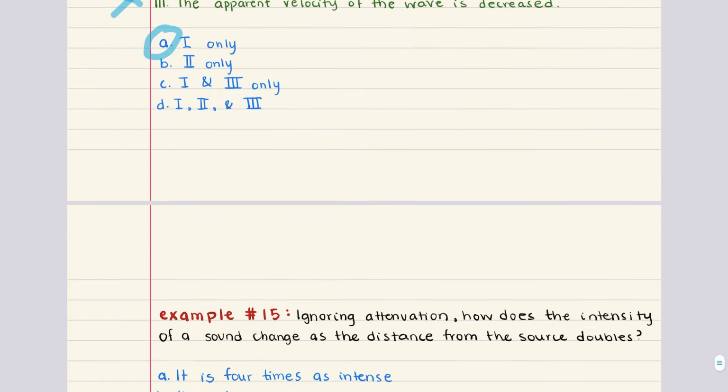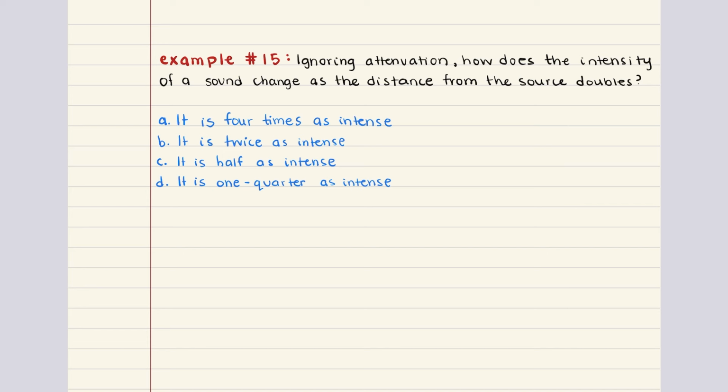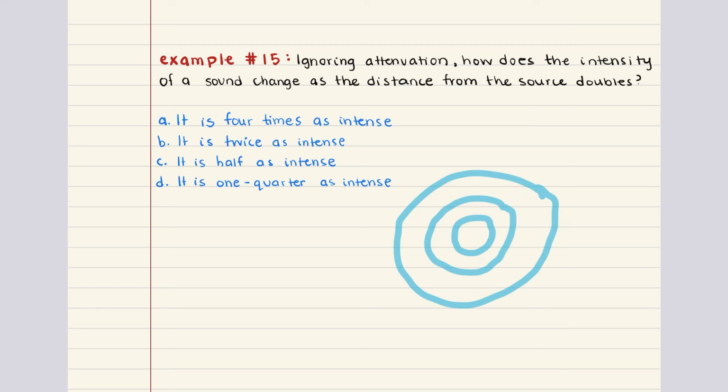And with that, we move into our last and final problem. Problem 15 says, ignoring attenuation, how does the intensity of a sound change as the distance from the source doubles? Sound travels in waves that emanate outward in all directions from the source, creating expanding concentric spheres as they move away.